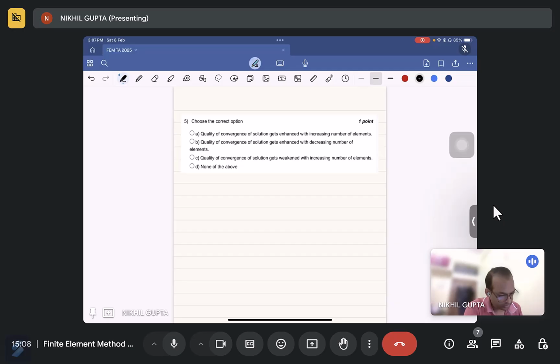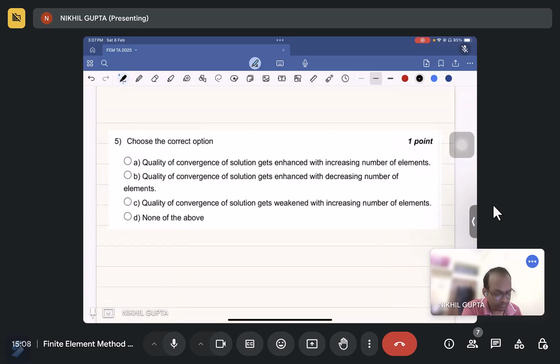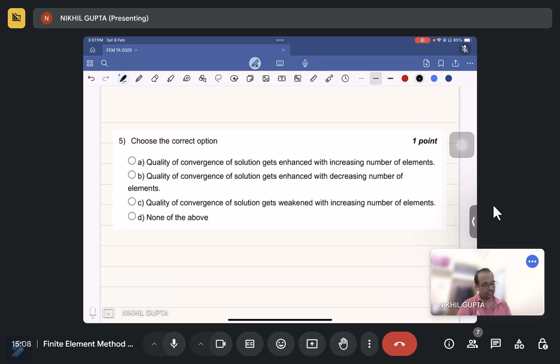So choose the correct option. Quality of convergence of solution gets enhanced with the increase of number of elements. Yes, this is correct. We see more options. Second option says quality of convergence of solution gets enhanced with decreased number of nodes. As we know that when we increase the number of elements, the solution gets closer to the exact solution. The third option says quality of convergence of solution gets weakened. No, it will not get weakened. We have also seen the answer.